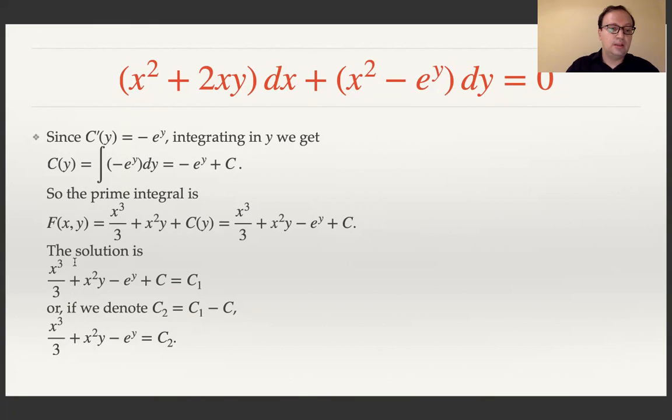And now that we know the prime integral, this means the solution is the prime integral f of x and y is equal to a constant. So x cubed over 3 plus x squared y minus e to the y plus c is equal to some other constant. And of course, again, we can take the difference of the two constants and leave it on the other side. And we have x cubed over 3 plus x squared y minus e to the y is equal to c2, where c2 is the difference of the previous two constants. So the answer is the same.